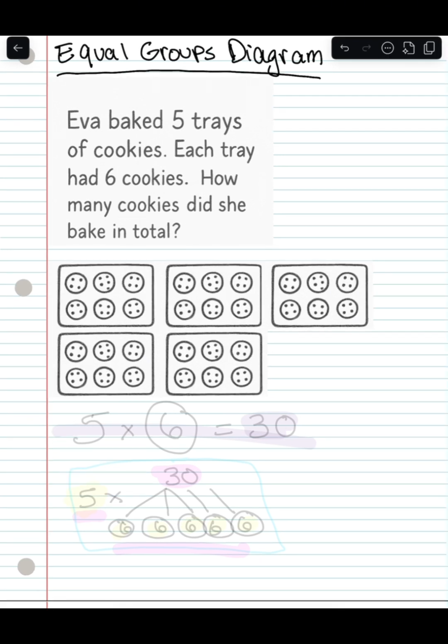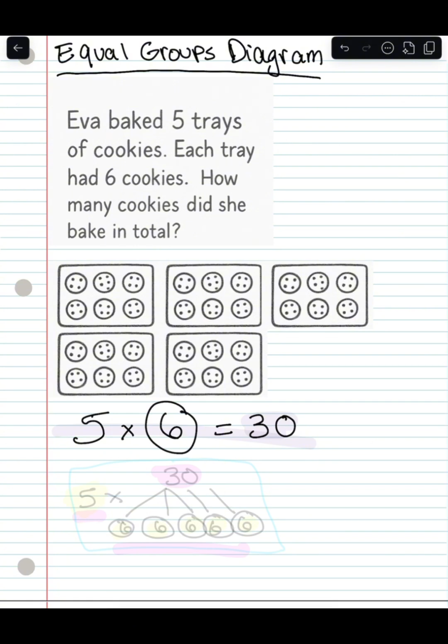So for this problem, Eva baked 5 trays of cookies. Each tray had 6 cookies. How many cookies did she bake in total? So you're going to start the same way we did in the previous problem. So you have 5 groups, and each group has 6 cookies, and that equals 30.